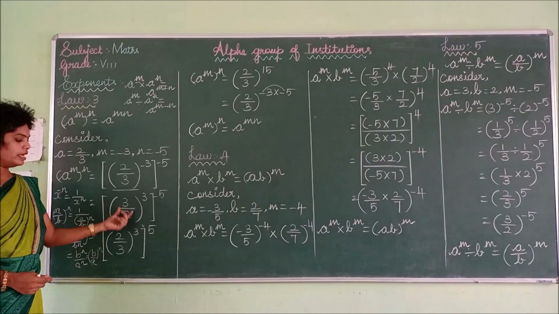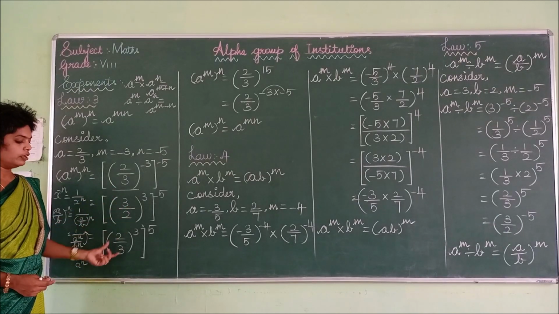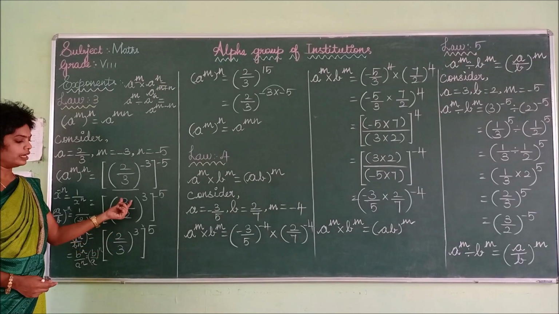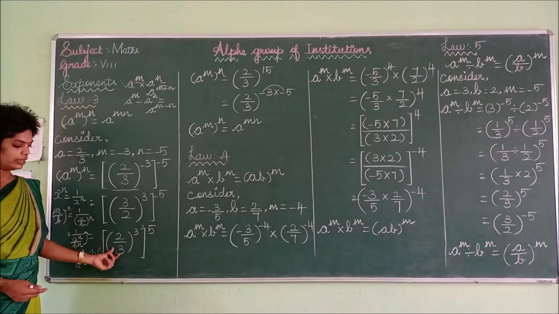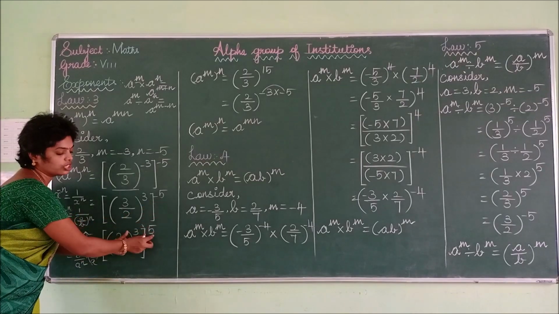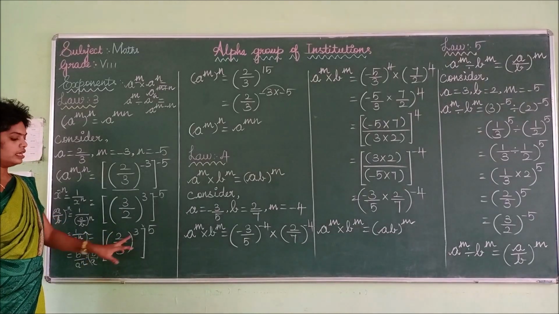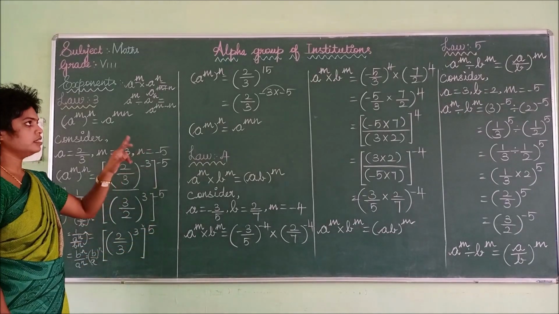So what is a by b here? 3 by 2 is a by b. You have to interchange and write it. Interchange means 2 goes to the numerator and 3 comes to the denominator. (2/3)^3. This negative changes into positive. Now I am taking this as it is, 2 by 3. These 3 fives are, what? 3 fives are 15.